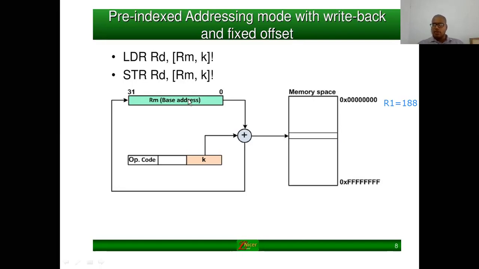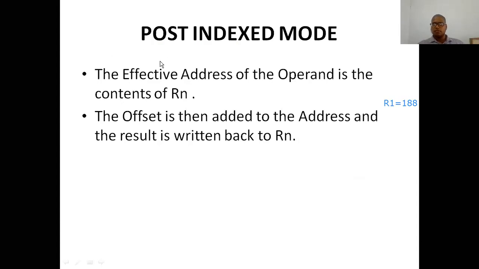Here, what is going to happen? The value that is present in the Rm is going to be added with k. For example, if k is equal to 12 and Rm is equal to 188, both are going to be added. Then I am going to get 200. That way, I will go to that memory location and get the required value. So it is very similar to the previous one.